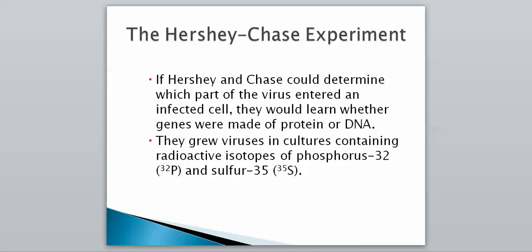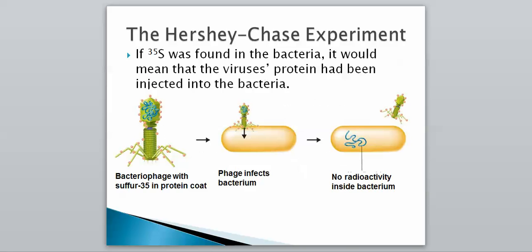In order to do this, they grew viruses in cultures containing radioactive isotopes of phosphorus and sulfur. The purpose of phosphorus and sulfur is that one will simply bind to the protein and one will bind to the DNA. So it's basically a big way for us to mark the different parts of that bacteriophage. Sulfur is going to connect to the protein.